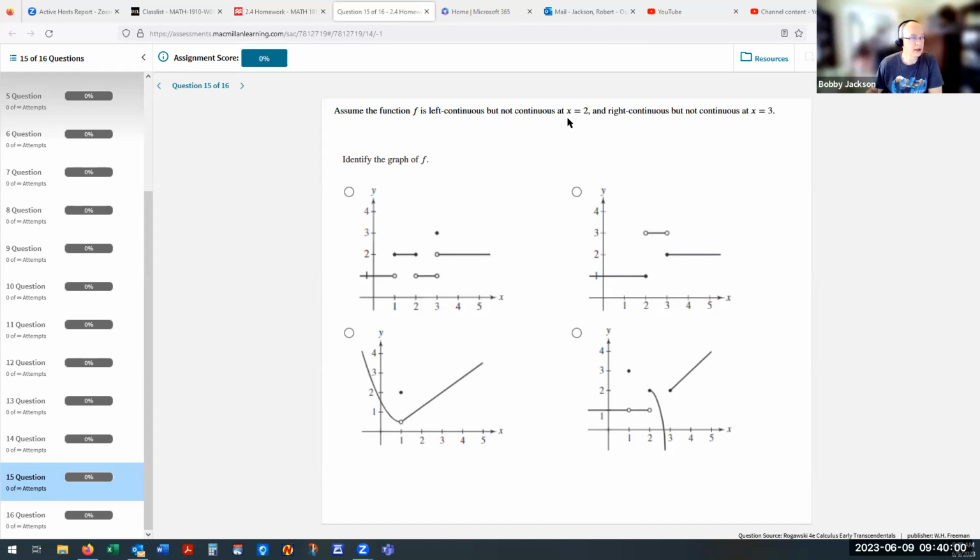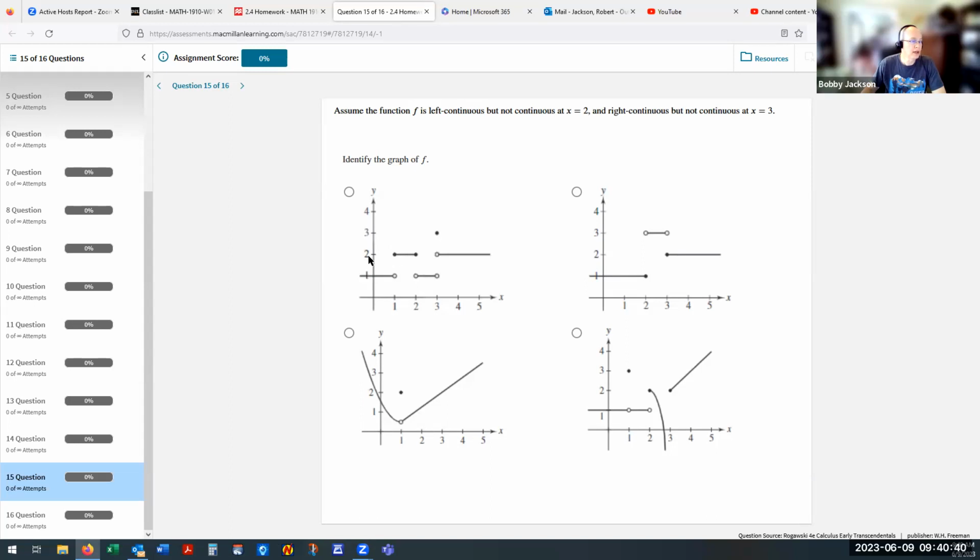Well, first of all, let's look at x equal 2. We're not continuous at x equal 2, but we are left continuous. That means as we approach x equal 2 from the left side or from below, right? The limit, if you will, as x approaches 2 from the negative side is equal to the value of the function at that point. Okay, well, let's look at this graph here. At 2, what's the value of the function at 2? What is f of 2? F of 2 is, there's the point, 2, right? F of 2 is equal to 2.